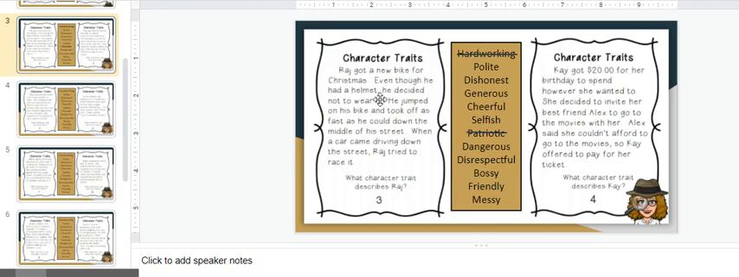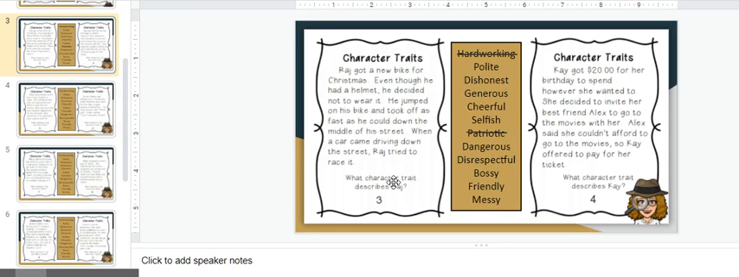Okay. So we have Raj here. Raj got a new bike for Christmas. Even though he had a helmet, he decided not to wear it. He jumped on his bike and took off as fast as he could down the middle of his street. When a car came driving down the street, Raj tried to race it.